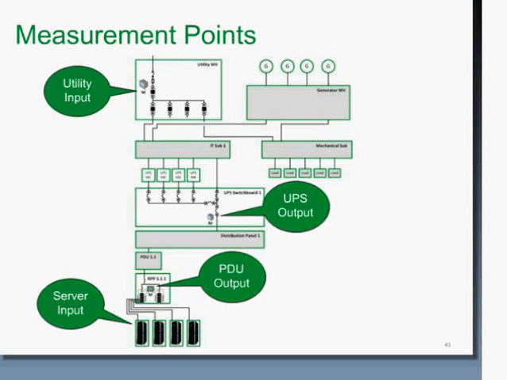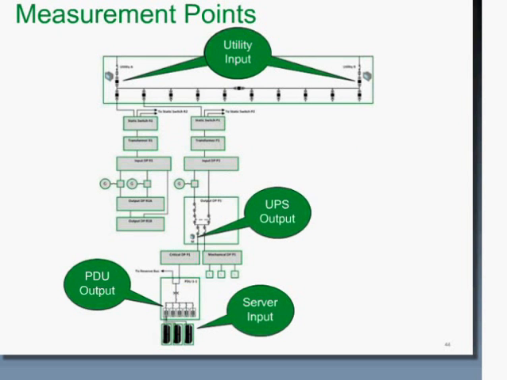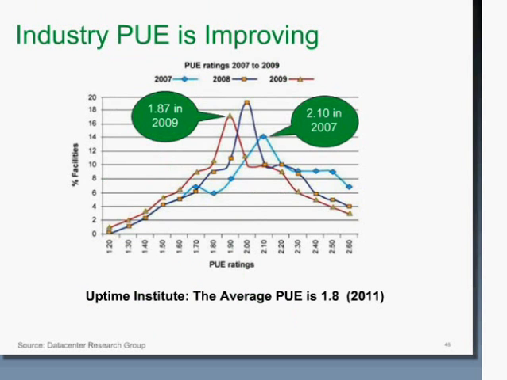One of the things that is encouraging is PUE is improving. Here's a chart that shows how PUE has changed from 2007, being a little over 2, to 2009, when it's moving to 1.87. What we've seen on average, based on information we got from the Uptime Institute and the Data Center Research Group, is average PUE in 2011 is 1.8.